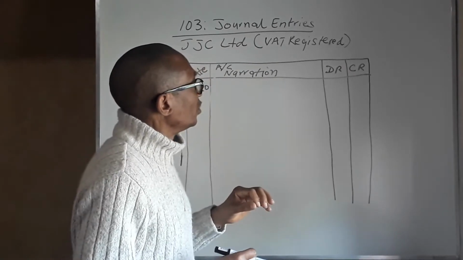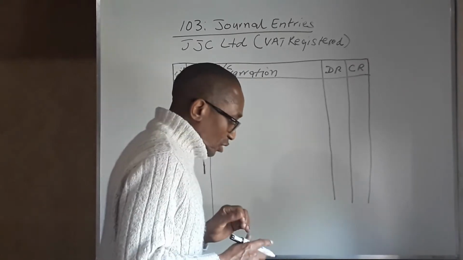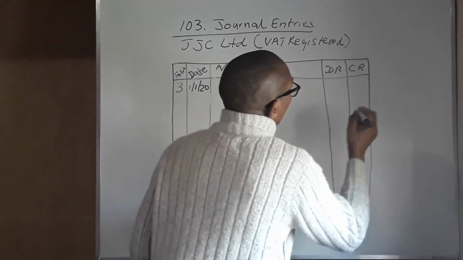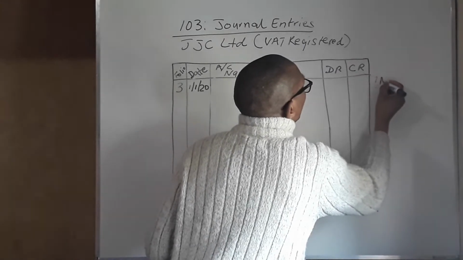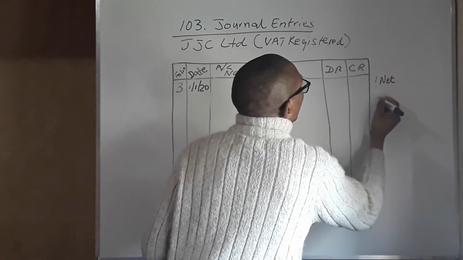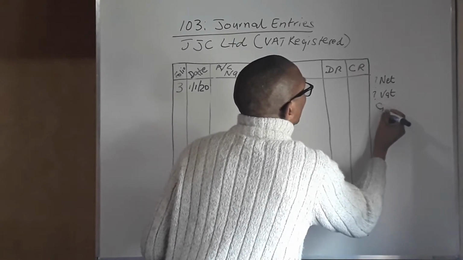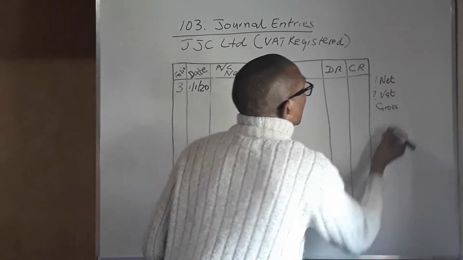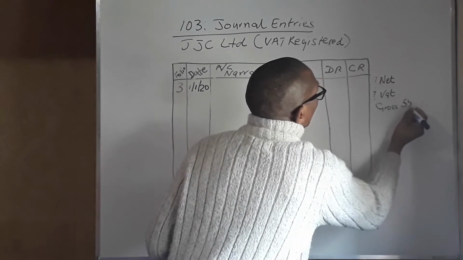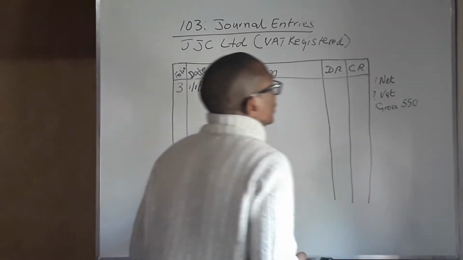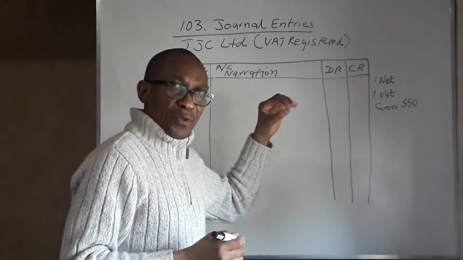So let's see why it will be more than 2 accounts. Let's break that down. The cost structure is inclusive of VAT. We don't know what the net is for now, so we need to find out the net, the VAT, and the gross, which we know. It was stated to be 550 inclusive. Because it's inclusive, it is the net plus the VAT.